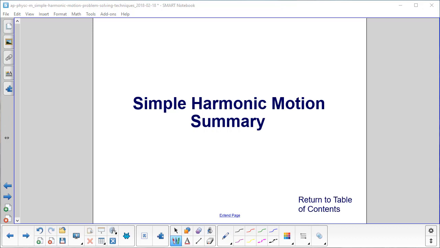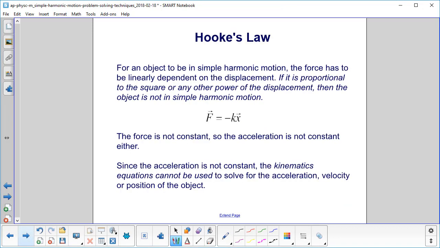Simple harmonic motion summary. Let's start with Hooke's law. For an object to be in simple harmonic motion, the force has to be linearly dependent on the displacement. And here is Hooke's law.